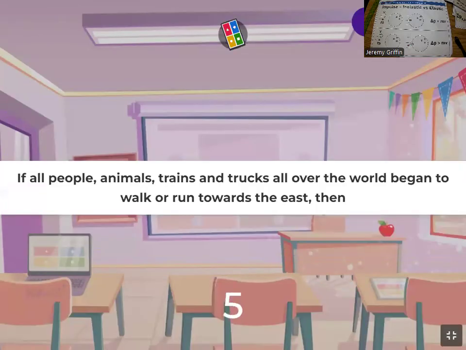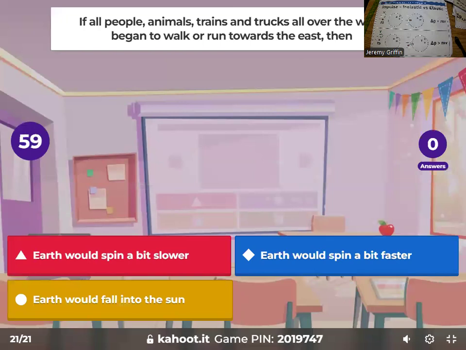For the win: if all people, animals, trains, and trucks all over the world began to walk or run towards the east. You guys know the Earth is already spinning eastward, right? What if everybody on the surface started to walk towards the east?